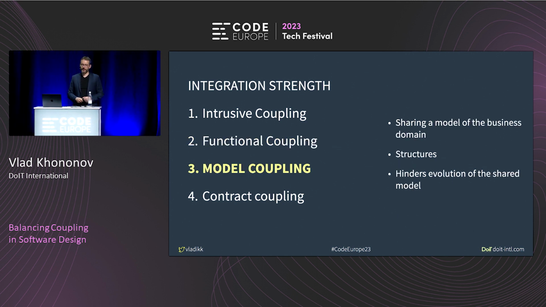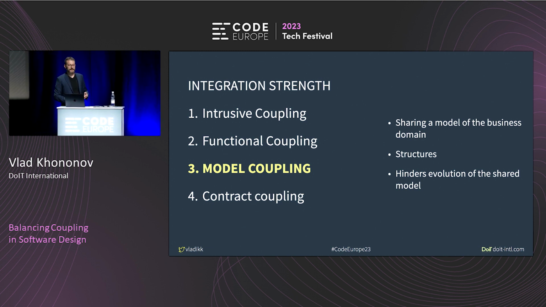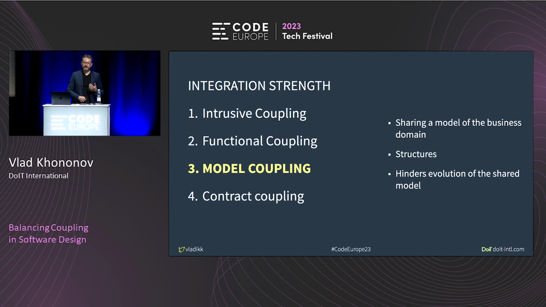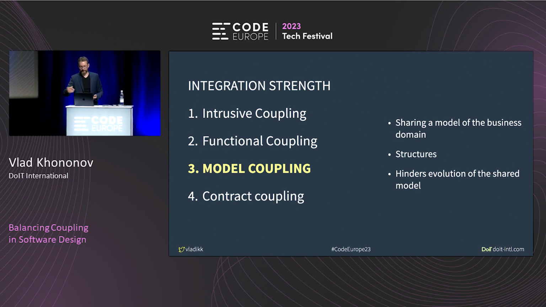A lower level of integration strength is model coupling. This one means that components are based on the same model of the business domain. This level is somewhat similar to structured design's stamp coupling. We are sharing a bit more data, a bit more knowledge about our implementation details than is actually needed for integration. And again, if you have to change that model of the business domain in the upstream component, well, it's going to break the integrations with downstream components and cause cascading changes throughout the system.